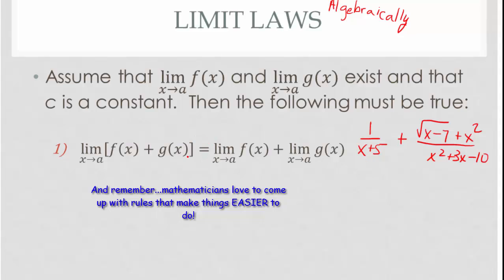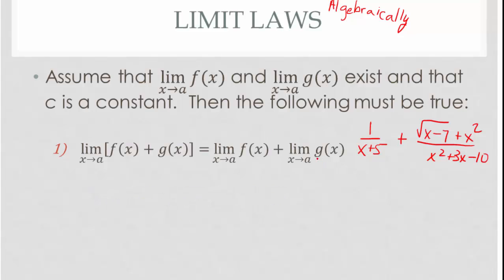Instead, according to this limit law, what you can do is take each limit individually. And remember, assuming these limits exist, these limits are equal to numbers. So on the right-hand side, instead of adding the two functions, what you're adding are the two numbers. Numbers are almost always easier to add than functions. So that's your first limit law.